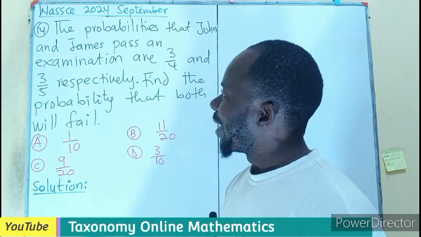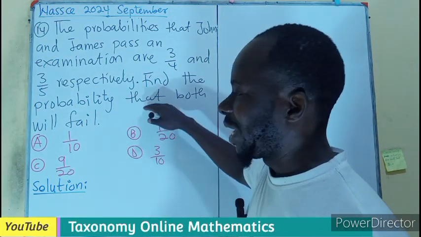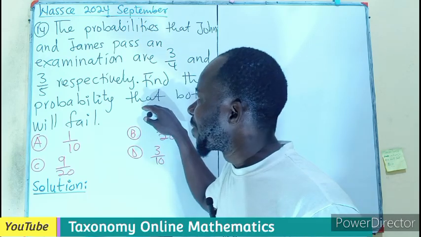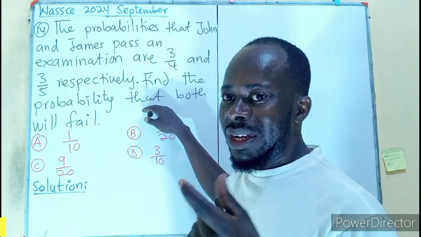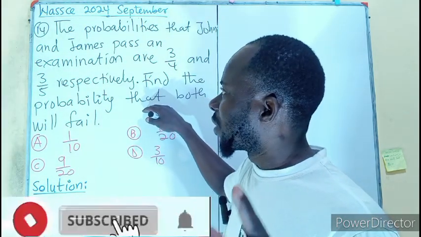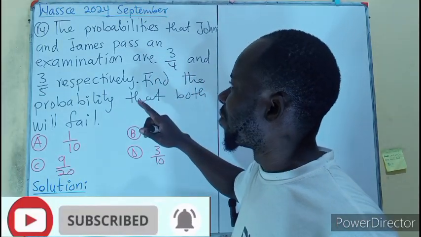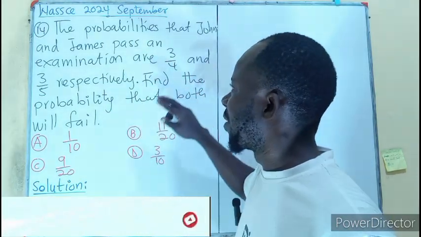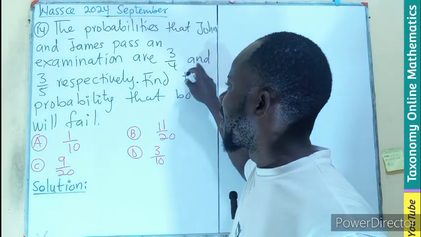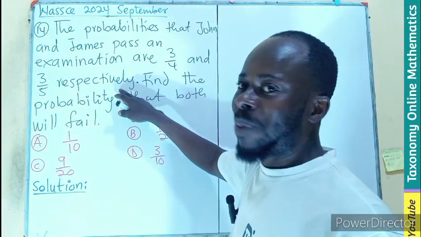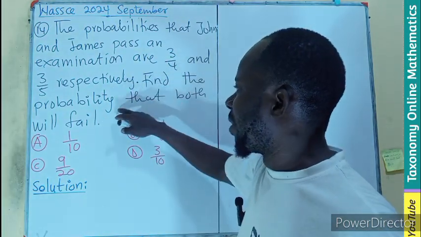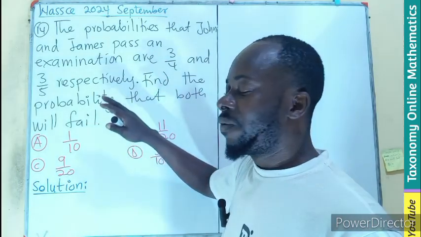Okay, you are welcome. Can you provide an answer to this question in just a minute? This is WASSCE 2024 September edition. Question 14 says that the probabilities that John and James pass an examination are given as 3/4 and 3/5 respectively. Find the probability that both will fail.